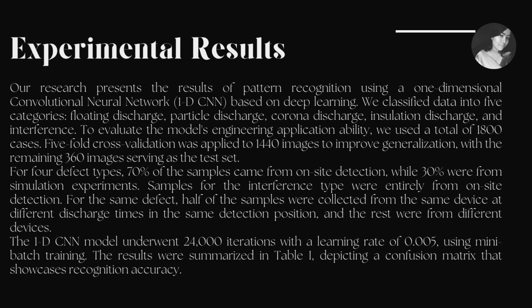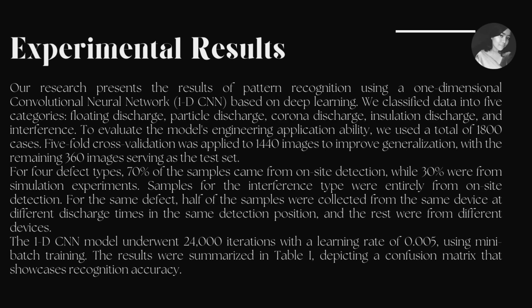To enhance the model's robustness and generalization, we employed a five-fold cross-validation approach on 1,440 images, reserving the remaining 360 for a test set. This methodology provides valuable insights into the model's performance. For 4 of the defect types, a majority of 70% of samples were derived from on-site detection, while the remaining 30% originated from simulation experiments. It's worth noting that all samples of the interference type were exclusively obtained through on-site detection.